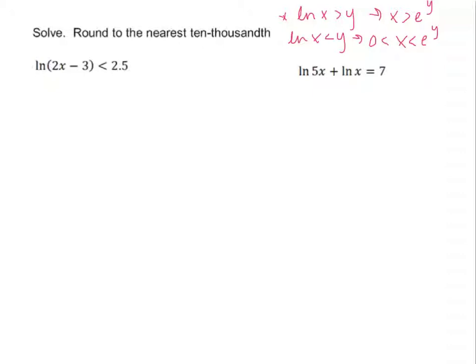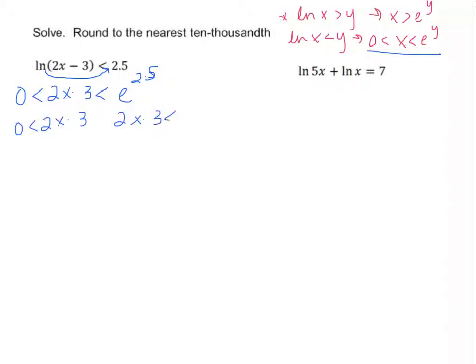So for our first example, we have natural log of 2x minus 3 is less than 2.5. So we're less than, so we then know that we will have 0 is less than our 2x minus 3 is less than e to the 2.5. And we know it's e to the 2.5 because that's our base number raised to the 2.5. We'll split this up into two separate equations to solve. So 0 is less than 2x minus 3, and 2x minus 3 is less than e to the 2.5.